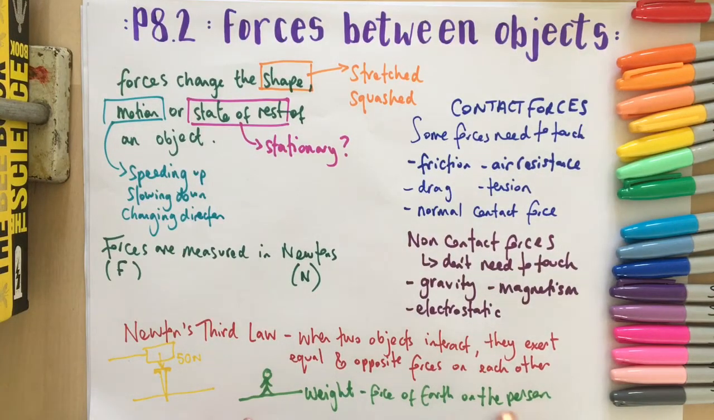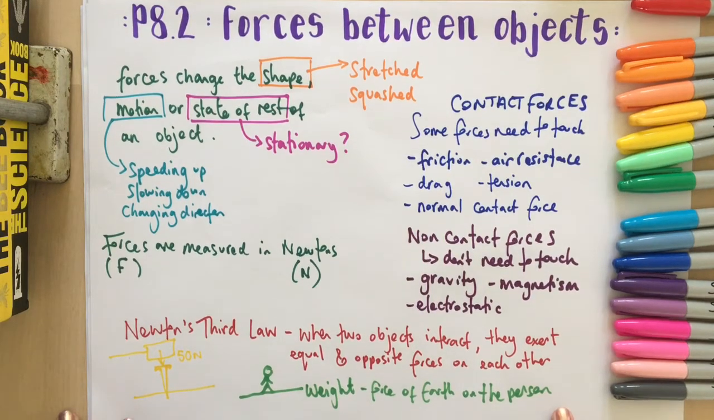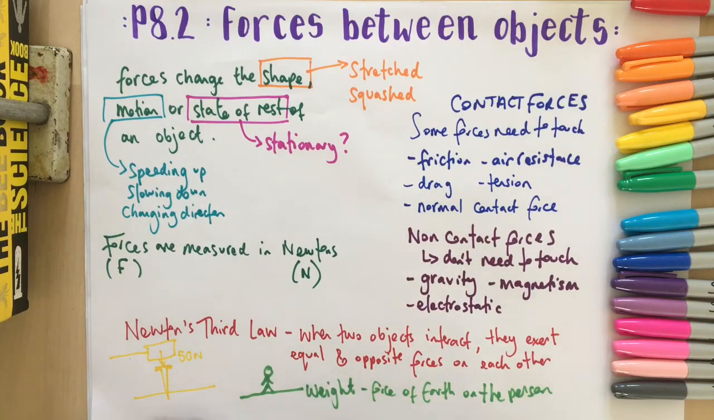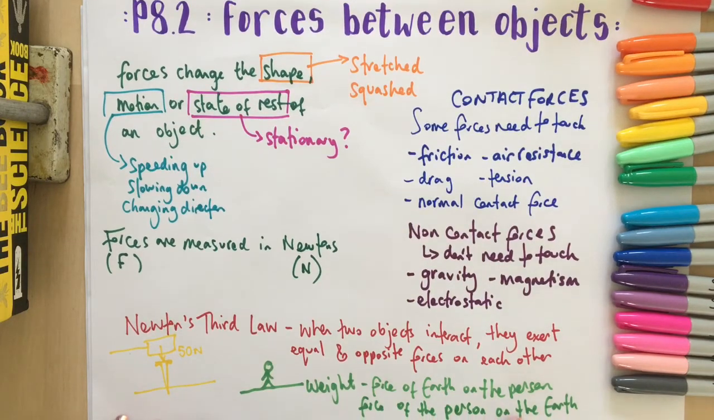And most of us know this already. We encountered this in year 7. We've been talking about using the difference between weight and mass in P1 as well. So the force of the earth on the person. But from Newton's third law as well, we also know that there will be the force of the person on the earth, because the two objects, the person and the earth, are going to be interacting, so there will be equal forces but in the opposite direction.